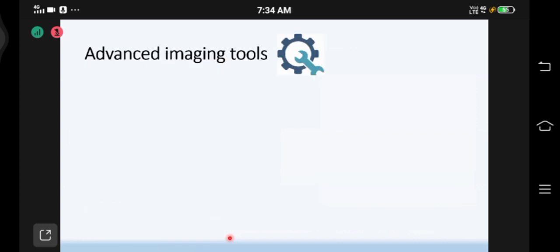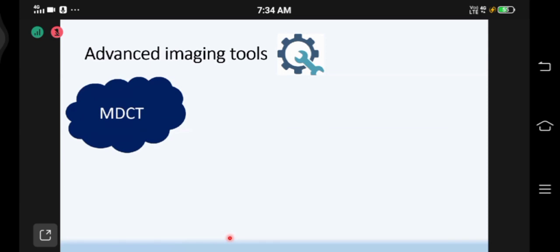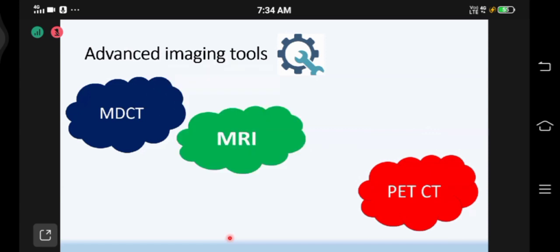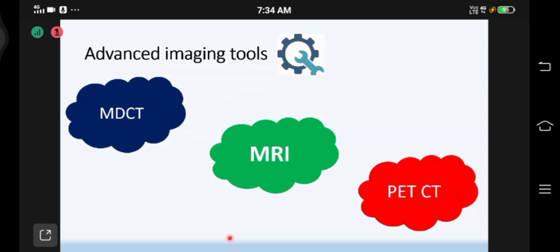So what radiology tools are available currently? Apart from the routine ones, we have quite advanced imaging tools. For instance, MDCT, multi-detector CT, has good temporal as well as spatial resolution with advanced slices like 128 and 256 slices, widely used right now. Then we have PET CT, as you are all aware, and then we have MRI. Today's topic is MRI and its superiority over MDCT. Let's look at the next slide.